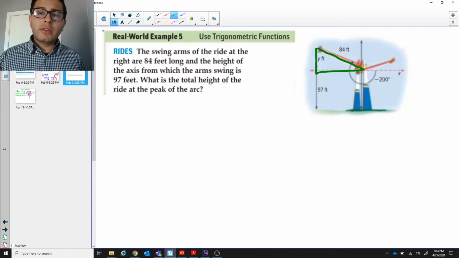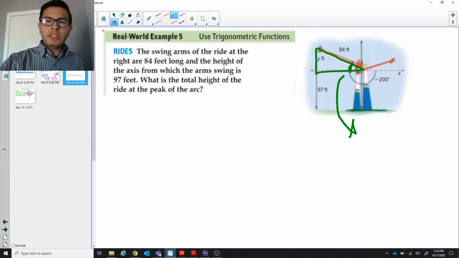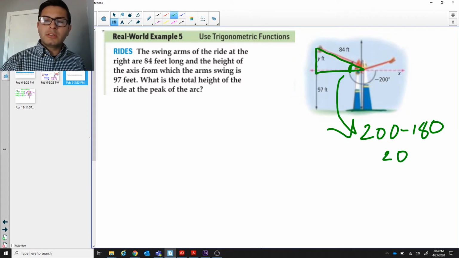We have a triangle. Now, if we need to figure out y, we need to use some type of trig function to do so. Now, this is going to be our angle of the triangle that we're going to be working with. We don't know that angle, but we do. How do we know that angle? Well, we know that 200 degrees is going that way, so if we just subtract 180 from it, we would find our reference angle. So that little section right there is just going to be 200 minus 180, which is going to equal 20 degrees.